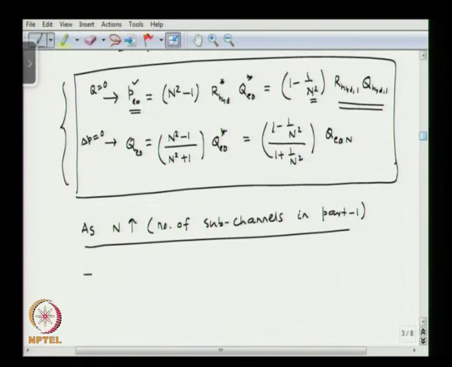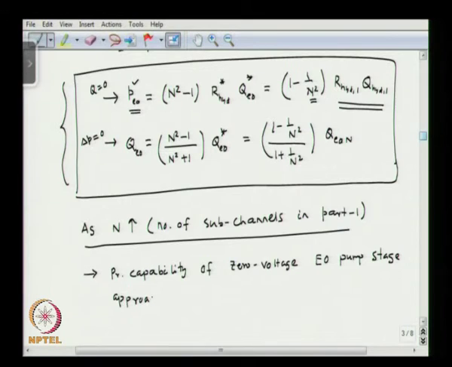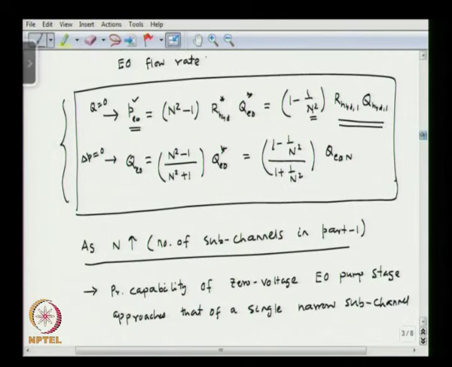Okay. So, what we see here is that the pressure capability of the zero voltage electroosmotic pump stage approaches that of a single narrow sub channel.